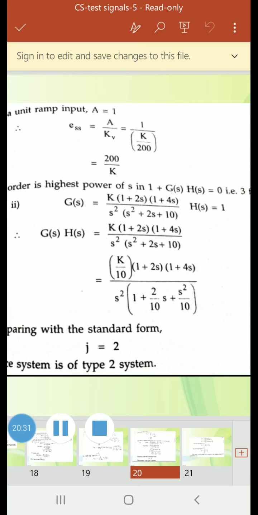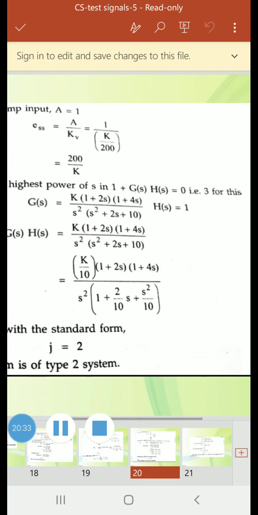So, how is it 3? In the first one, s into bracket s square, that is s into s square, will be s raised to 3. The highest power of s is 3 in the denominator.